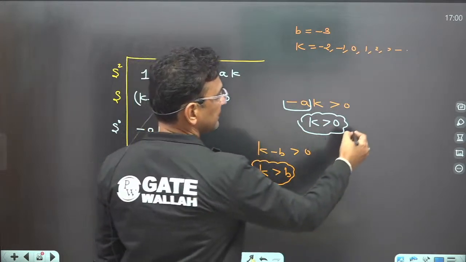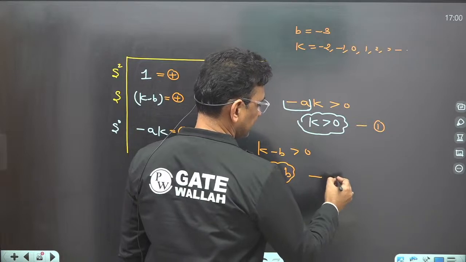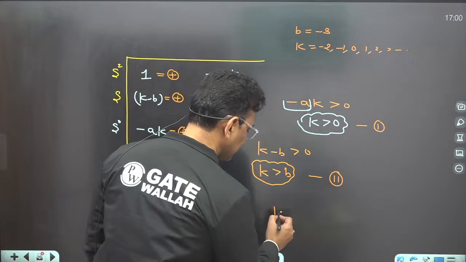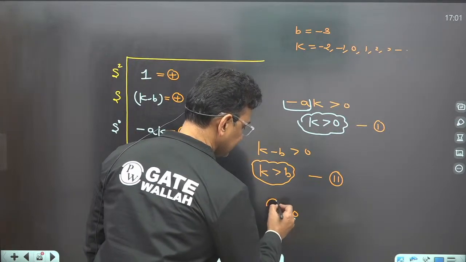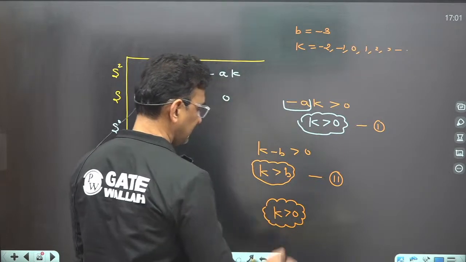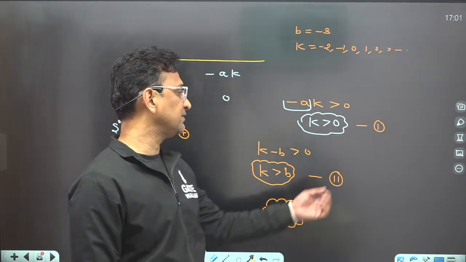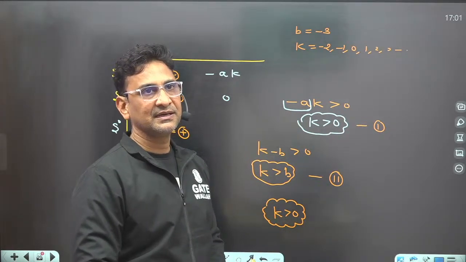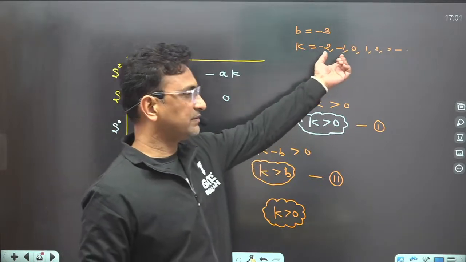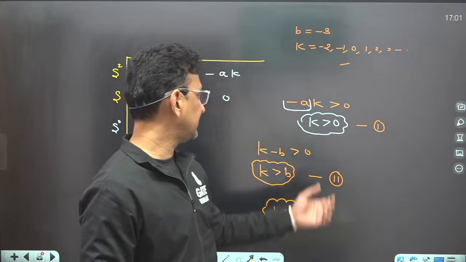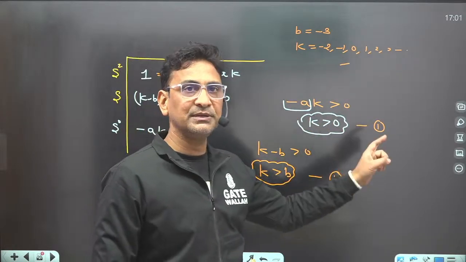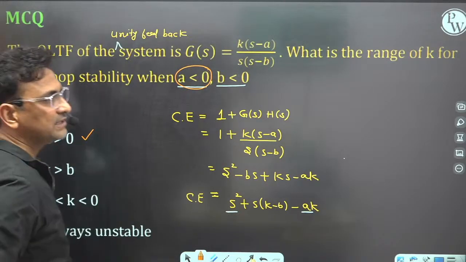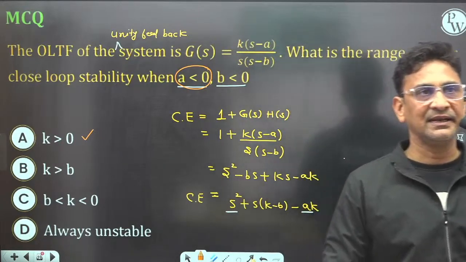So if I take 1 and 2 simultaneously, you will get that k should be greater than 0. Because we have to take the condition which satisfies equation number 1 as well as equation number 2. Clear? So here k may be some negative number, 0 or positive number, but as per this condition, k should be only a positive number. That means k should be greater than 0. So A will be the right answer. Clear?